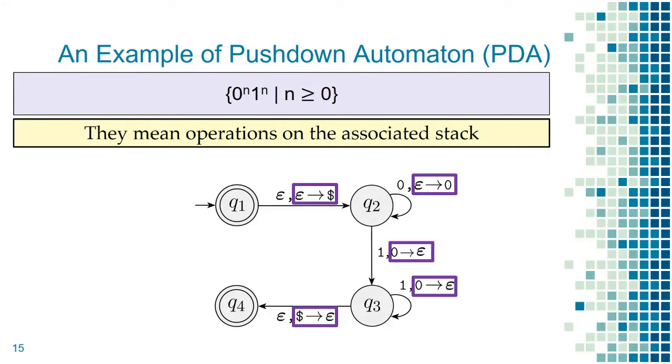We get a 1. What should we do? Pop 0 from the stack? Yep. What do we put onto the stack? Nothing. And where do we move to? Q3. So now we're looking at this one here, and we're in Q3. So we get a 1 in Q3. What should we do?